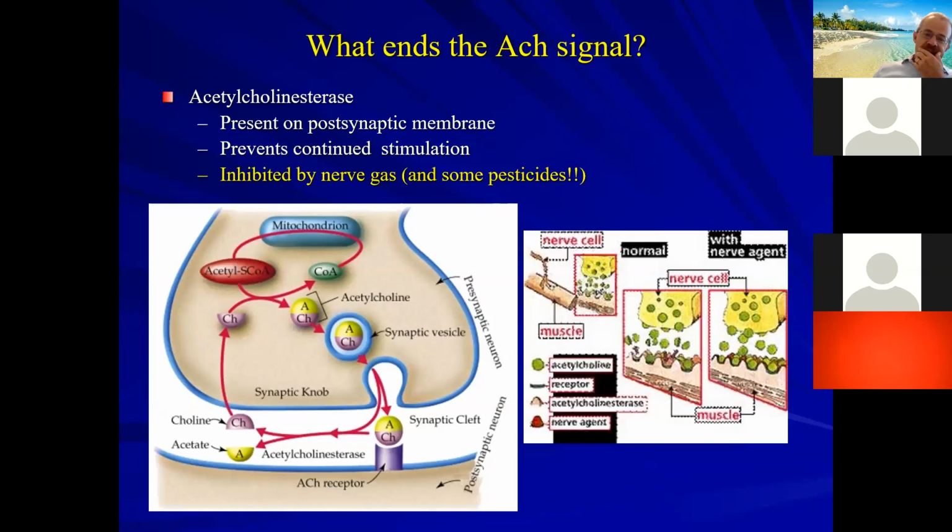So what ends the signal for acetylcholine? Well, we already went over that, but I just wanted to add a couple things. Remember, acetylcholinesterase is the enzyme that breaks down and recycles acetylcholine to be reused. But interestingly, there are certain products out there, pesticides, as well as nerve gas. God forbid, hopefully we'll never be exposed to that. But in wartime, nerve gas contains substances that actually block acetylcholinesterase.